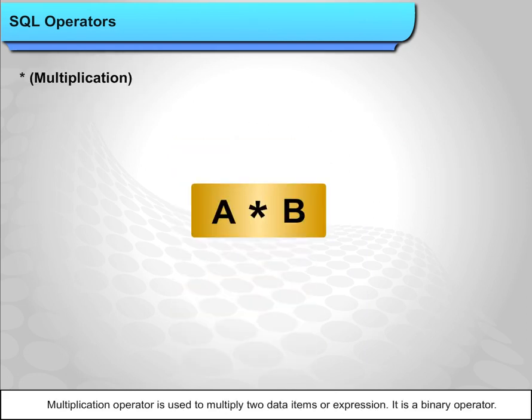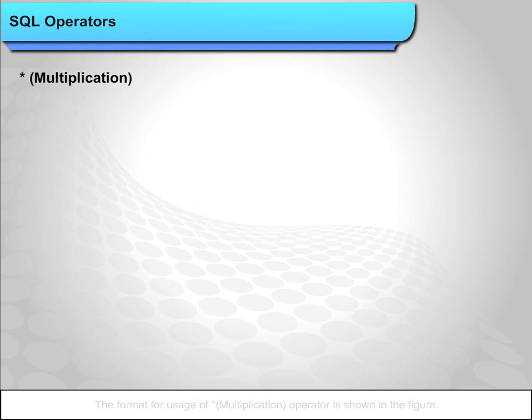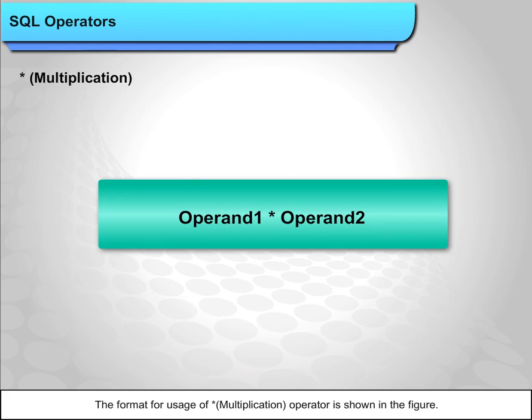Multiplication. Multiplication operator is used to multiply two data items or expressions. It is a binary operator. The format for usage of multiplication operator is shown in the figure: operand 1 into operand 2.